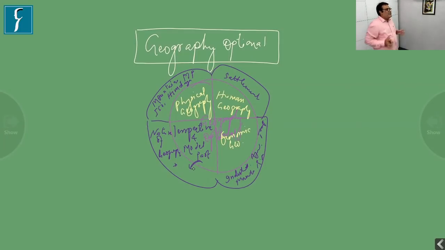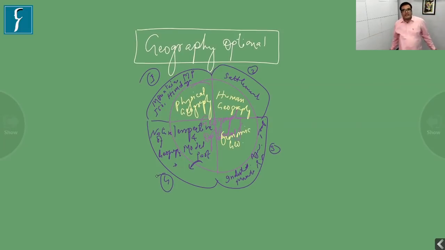Now, if you look into the syllabus, this is what your syllabus is. The first idea which comes into your mind is that it has these 4 areas. And a candidate has to prepare physical geography, meaning geomorphology, climatology, oceanography, then Indian physical geography, human geography paper 1, paper 2, settlement geography, now economic geography, etc.